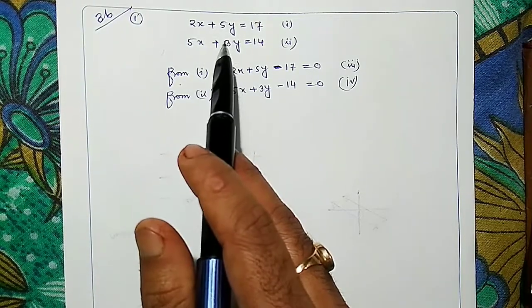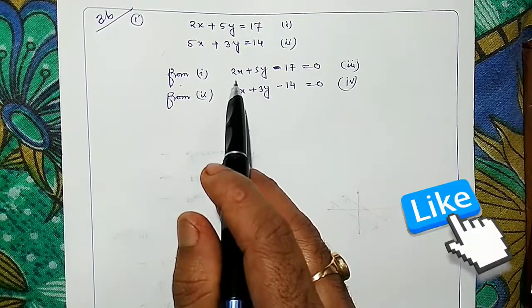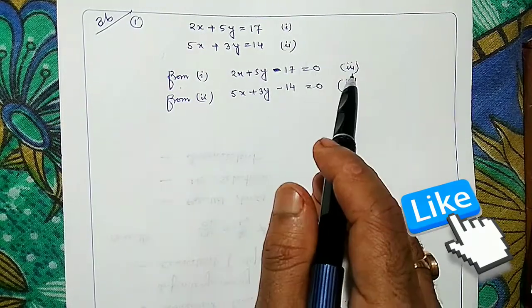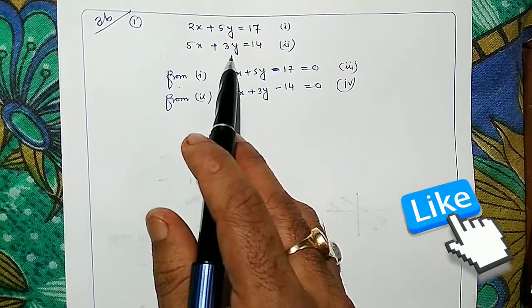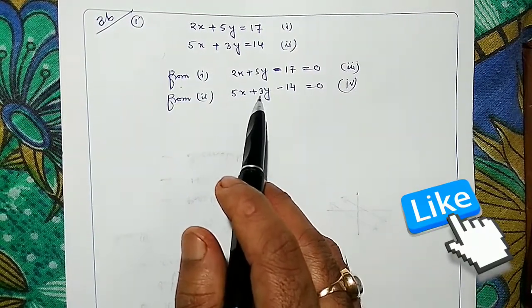For this, what we have done, we have shifted 17 and 14 to the other side, so we got 2x plus 5y minus 17 equals 0. Let it be equation number 3, and 5x plus 3y minus 14 equals 0. This is our equation 3, this is equation 4.